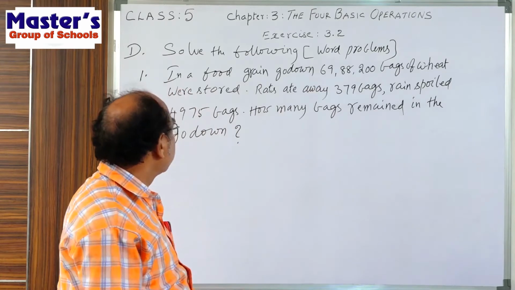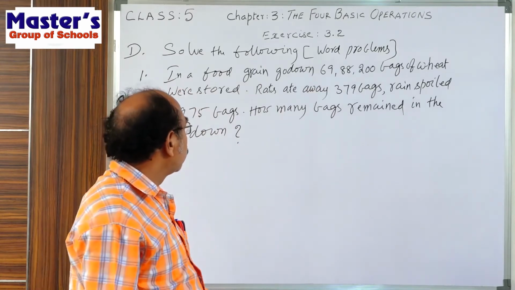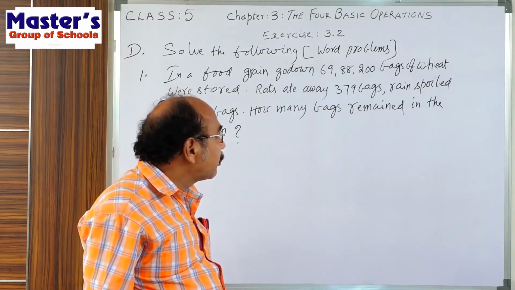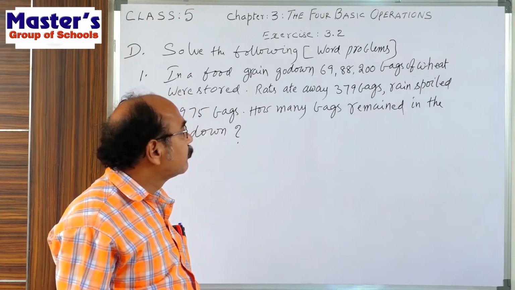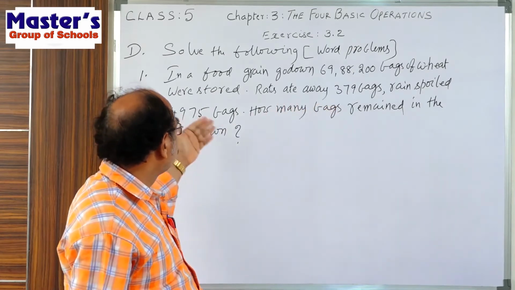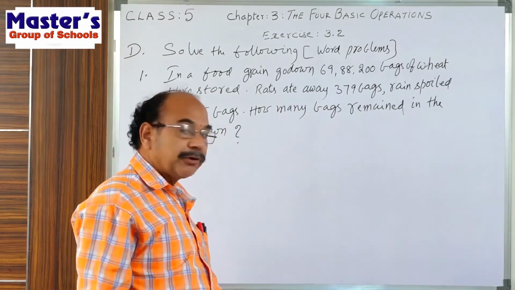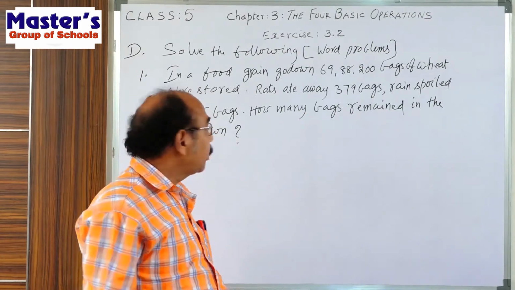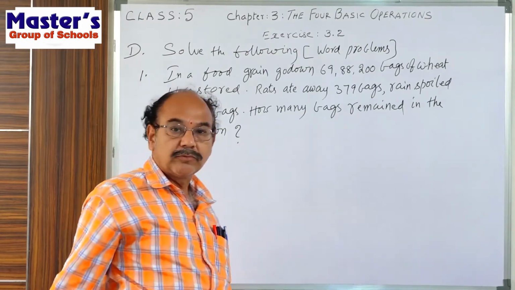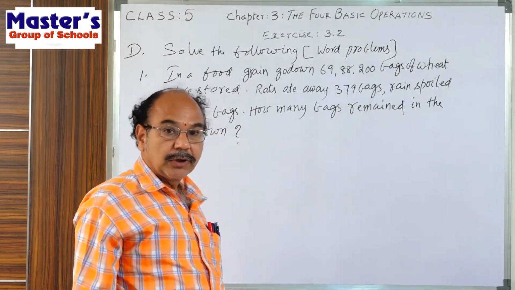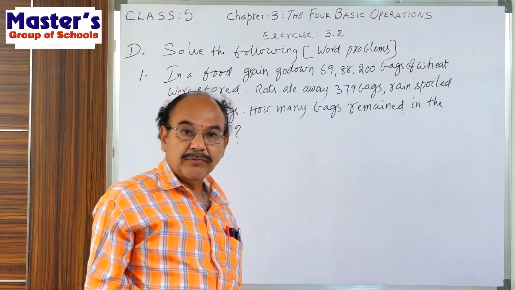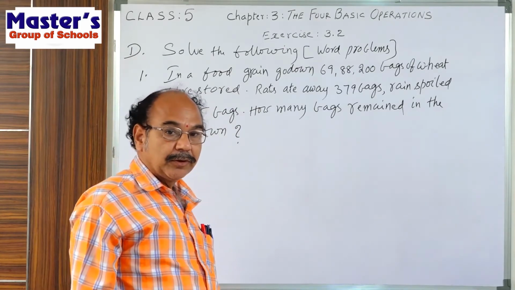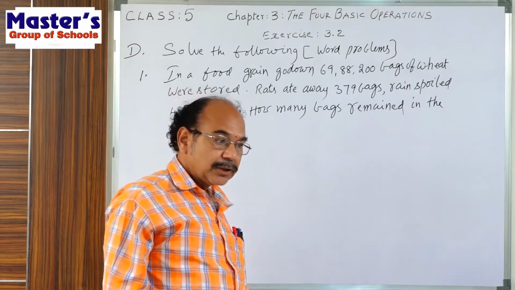69,88,200 bags of wheat were stored. Rats ate away 379 bags. The rain spoiled 4,975 bags. How many bags remained in the godown? This is the question. So after reading the question, now come to an understanding about that and write the steps.